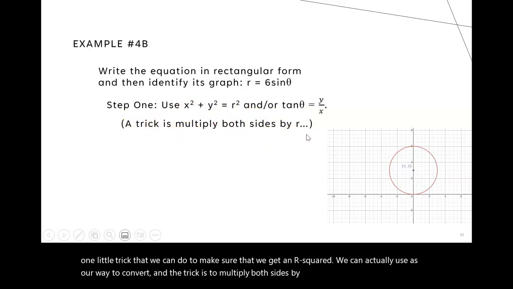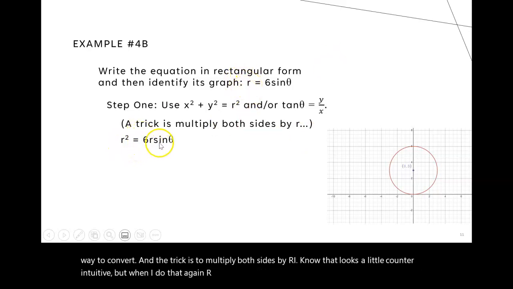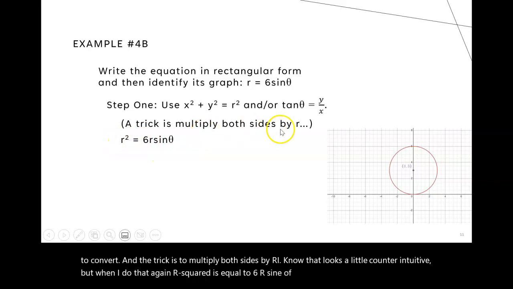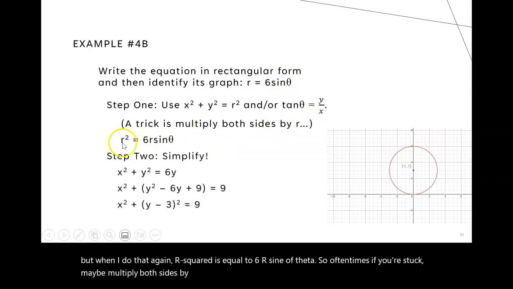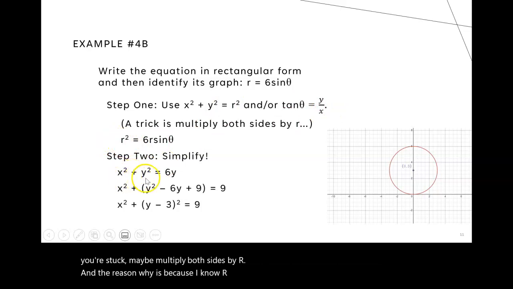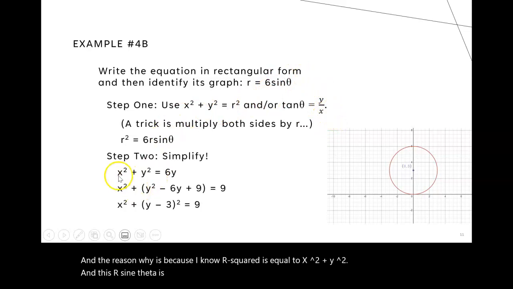I know that looks a little counterintuitive, but when I do that, again, r squared is equal to 6r sine of theta. So oftentimes if you're stuck, maybe multiply both sides by r. And the reason why is because I know r squared is equal to x squared plus y squared, and this r sine theta is equal to y. So I get x squared plus y squared is equal to 6y.